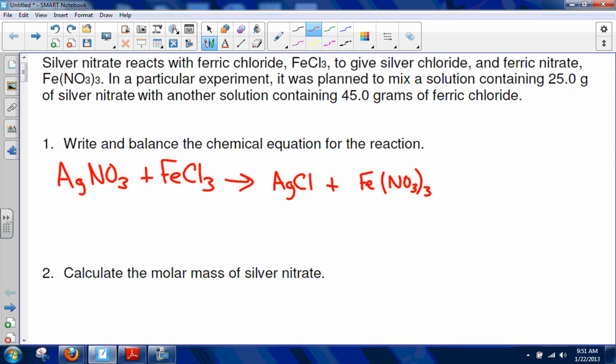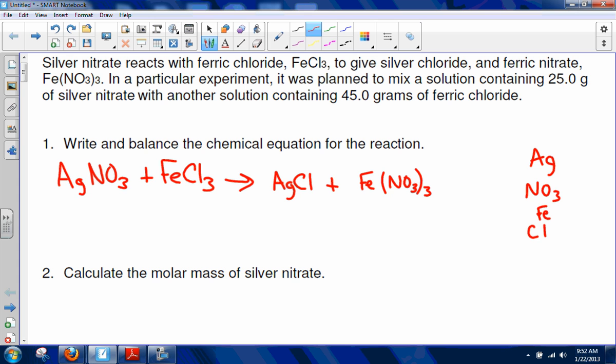Okay, so we have to balance this chemical equation now. So I'm going to make my element list. I start with silver. Then I ask, is nitrate on both sides? Yeah, nitrate's on both sides. So I'm going to go ahead and write nitrate. And then I've got iron. And I've got chlorine.